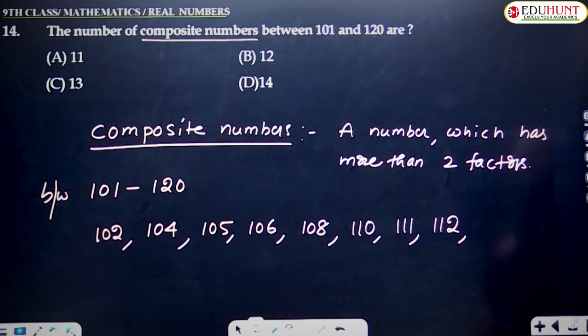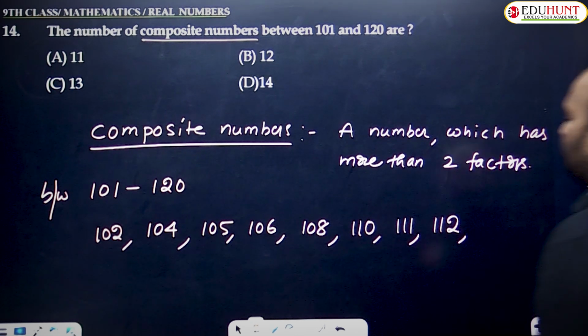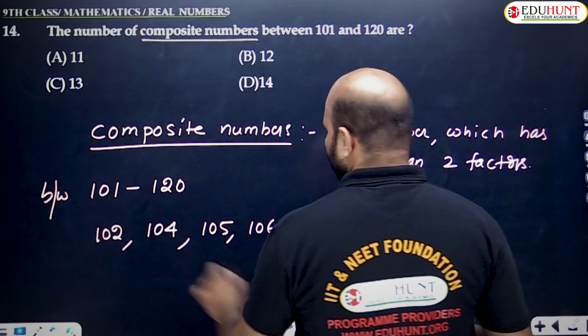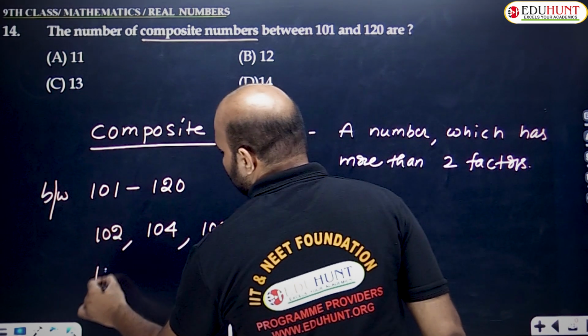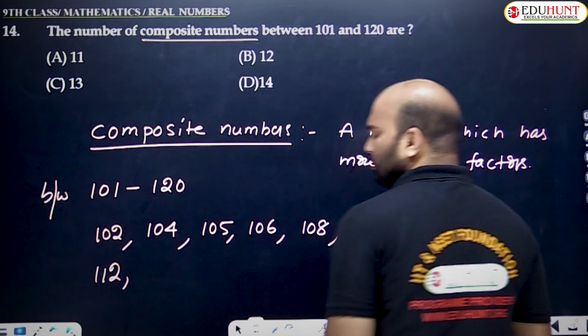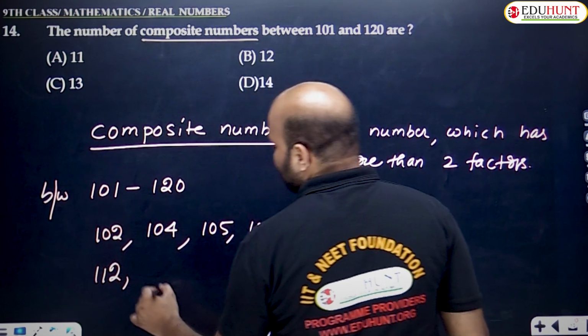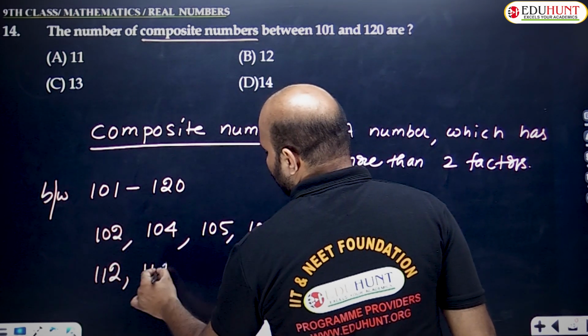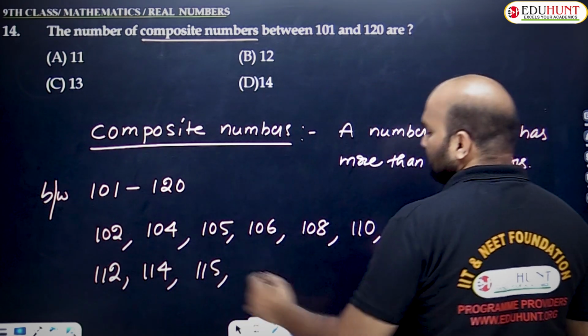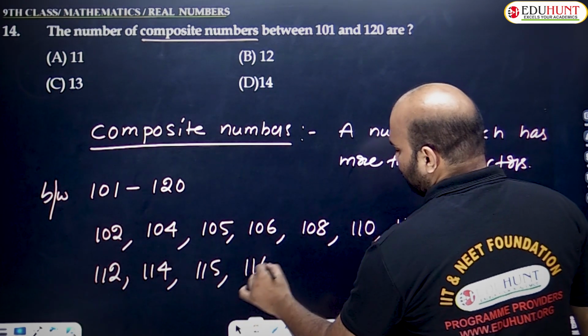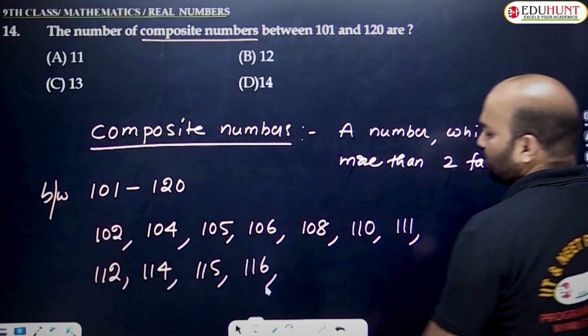Again, 112, okay? 1, 2, 3, 4, 5, 6, 7. So 112. Again, 113 is not a composite. 113 is a prime number. Again, 114 is even, nothing but composite. 115 is exactly divisible by 5. It is also composite. 116 is an even number, it is also composite.